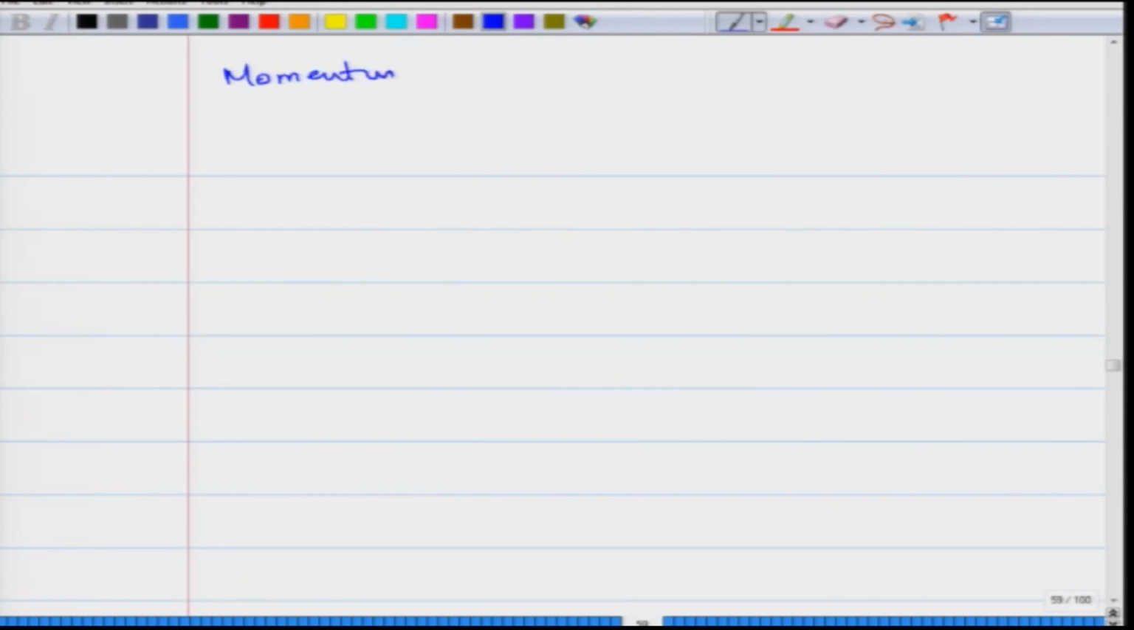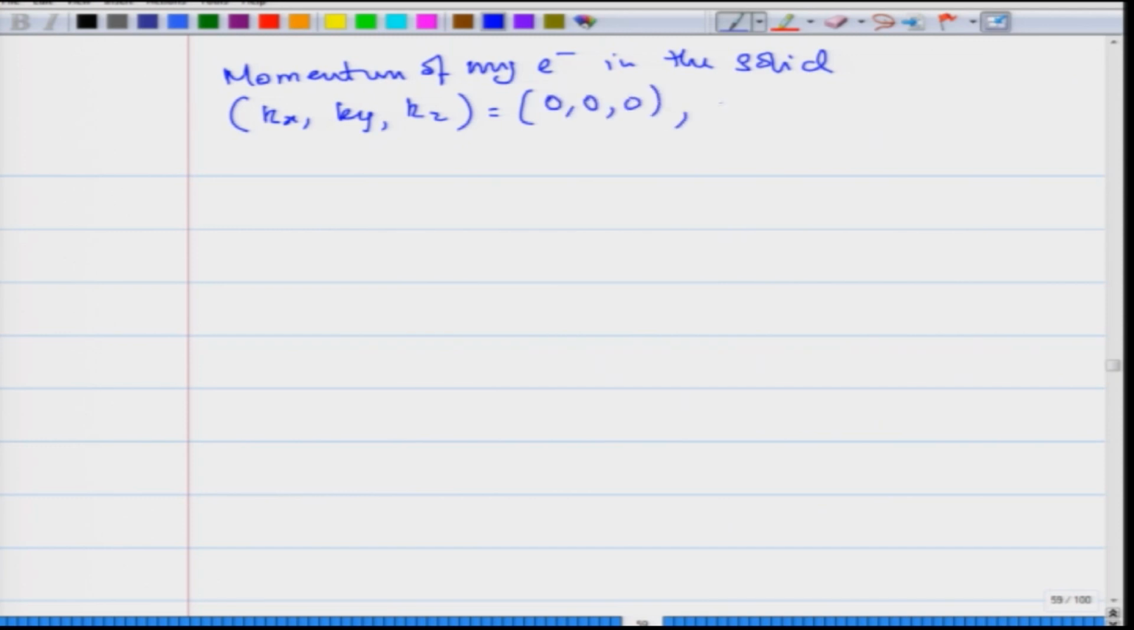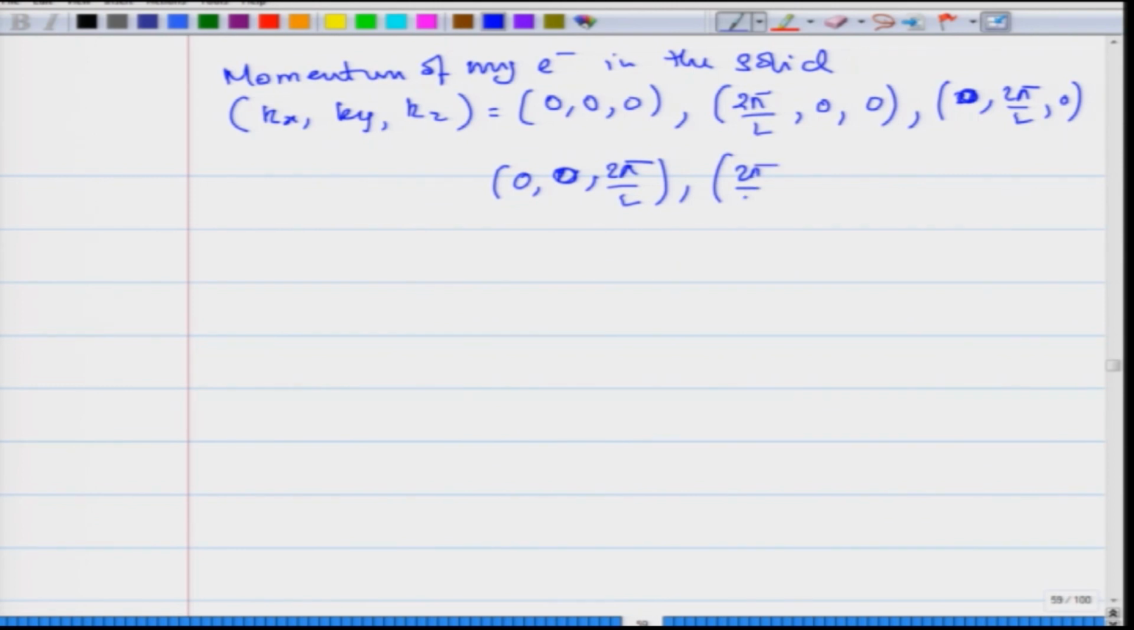If I look at the momentum of my electron in the solid, it has momenta kx, ky and kz, and these will be typically for nx, ny, nz: you will have 0, 0, 0, you will have 2 pi by L, 0, 0, 0, 2 pi by L, 0, 0, 0, 2 pi by L, 2 pi by L, 2 pi by L, 0, and like this you will have a discrete set of states. You will have a discrete set of momentum states inside the solid.